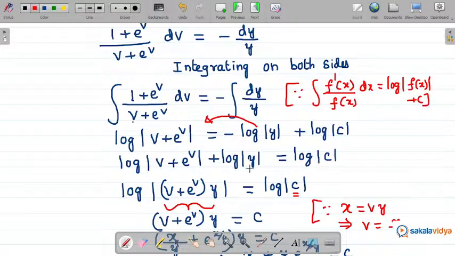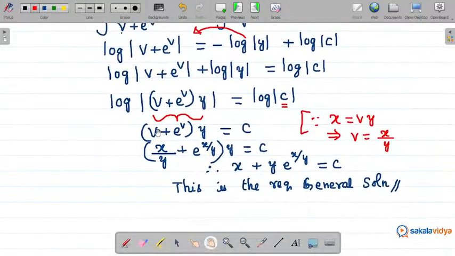Log a plus log b is log of ab, so log mod v plus e power v into y is equal to log c. By comparing on both sides, what do we get? V plus e power v into y is equal to c. We have x is equal to vy. What is the value of v? That is x upon y. Let us substitute v for x by y plus e power x by y into y is equal to c.